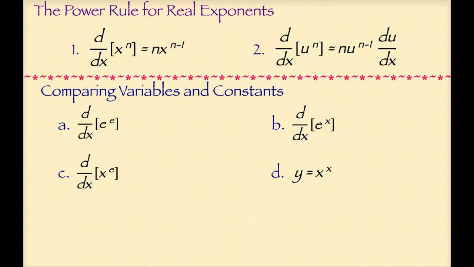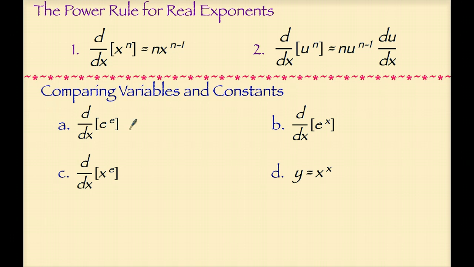The power rule for real exponents. By now, we're very familiar with the power rule, but when it was first introduced, the exponent was required to be a rational number. Now we're expanding the power rule to include real exponents, even irrational ones like e. So let's find these derivatives and, when necessary, use our newly expanded power rule.